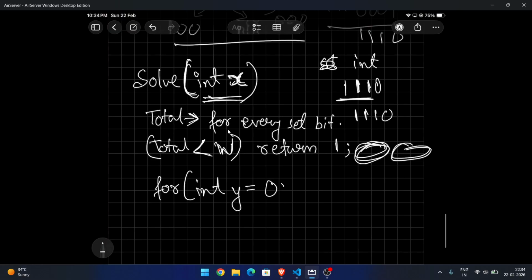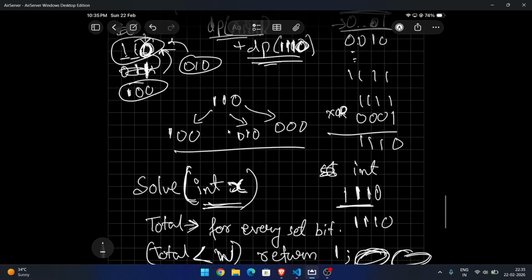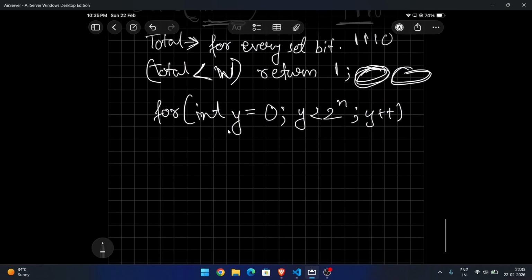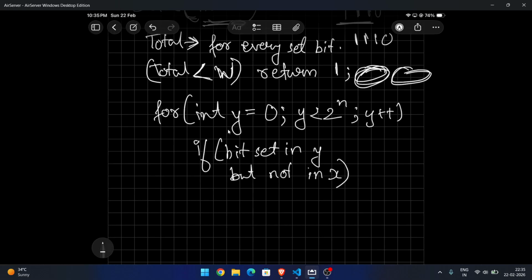So what we will do, we would iterate from every i, that is, we would consider every possible combination of these n people. Now if there are some bits set in y but not in x, so this is a false state. We can't reach x from this state, so we would continue.